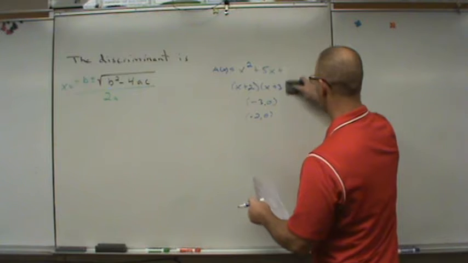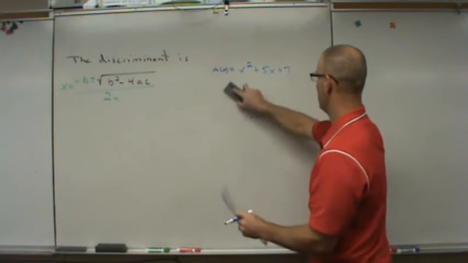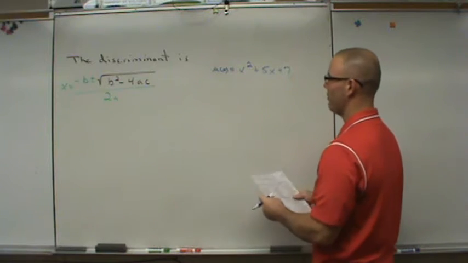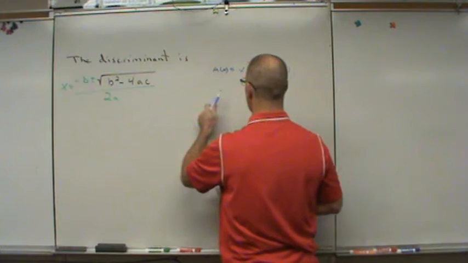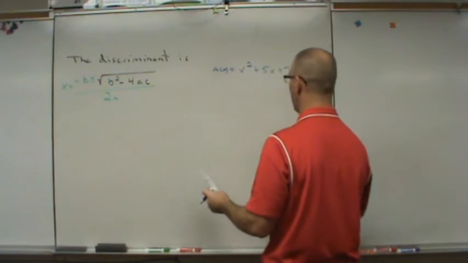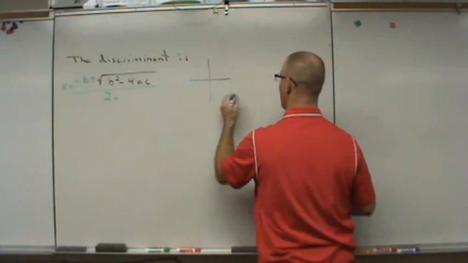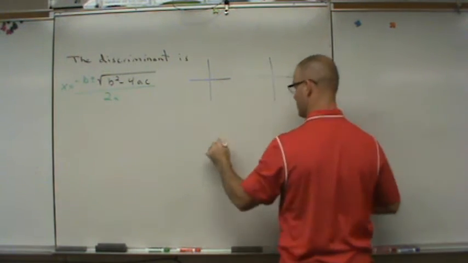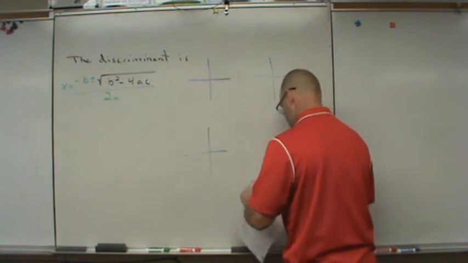If I can't factor it, let's say this was 7, not factorable, now I have to use the quadratic formula, and this discriminant right here would tell me the nature of the solutions. You have to go back and remember, in a quadratic we have 3 scenarios for solutions. Those 3 scenarios are as such.